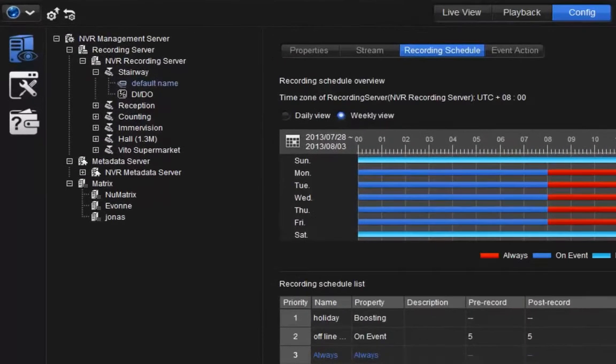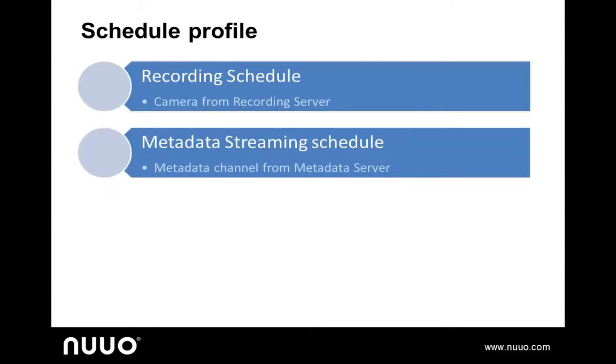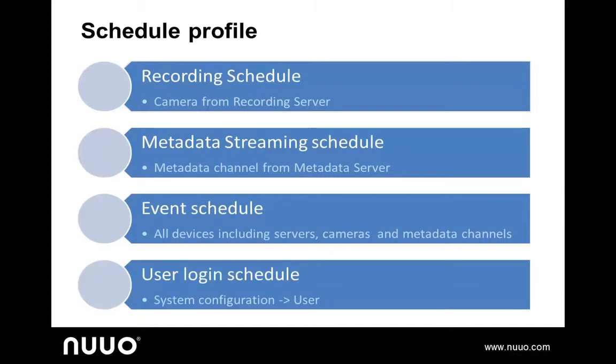The schedule setting is a schedule profile that defines one or more segments of recording time to launch actions from the recording schedule and the metadata streaming schedule. It specifies the times for video recording schedule for the cameras, the metadata streaming schedule for the metadata channels, the event schedule for all devices, and the user login schedule from the system configuration.